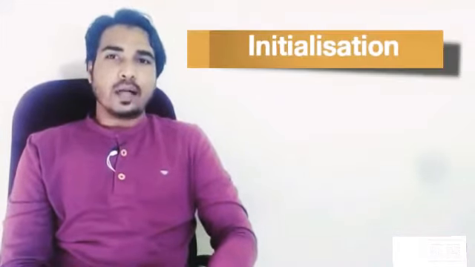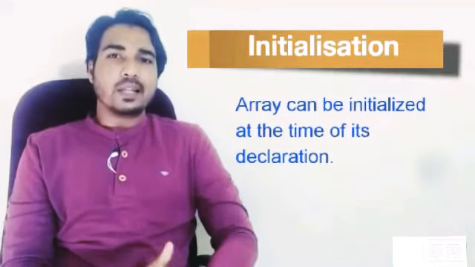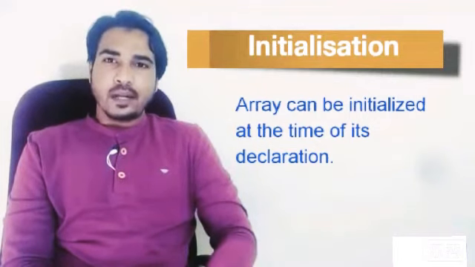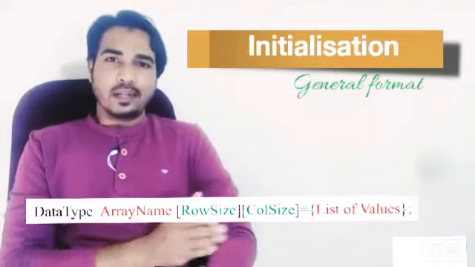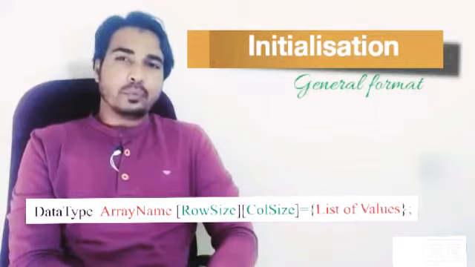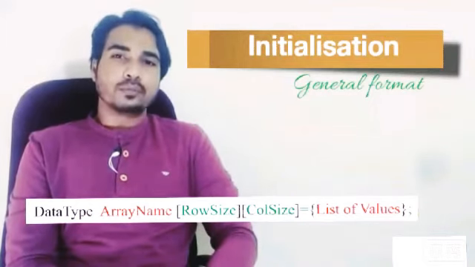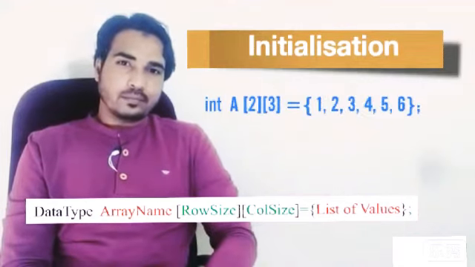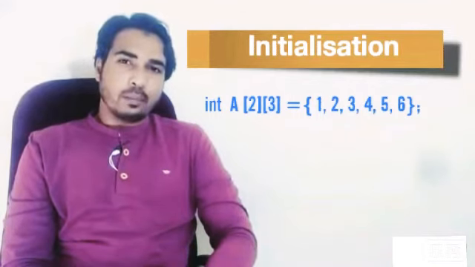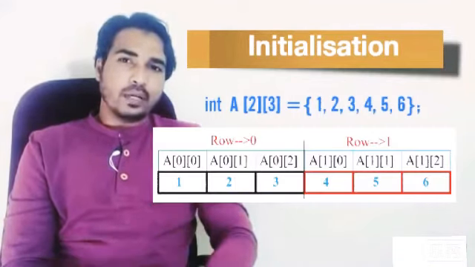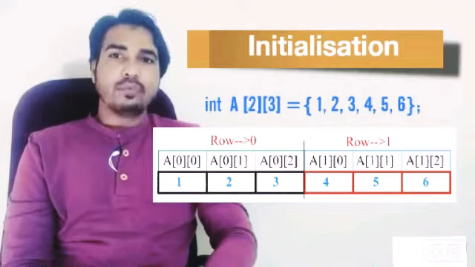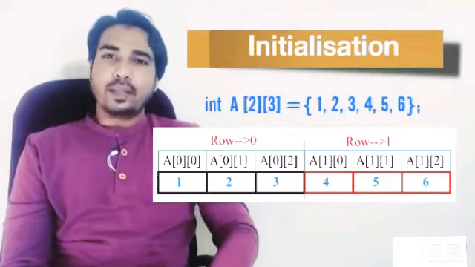Now we are going to see how the two-dimensional array can be initialized. An array can be initialized at the time of its declaration. It takes the general format like data type, array name, row size, column size equal to, in curly brackets, the list of values. Consider an example, integer a of 2 by 3 equal to, curly bracket, 1, 2, 3, 4, 5 and 6. Here a is a two-dimensional array of 6 elements, or a is a matrix of 2 by 3.